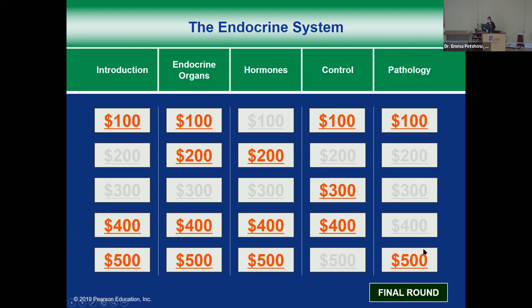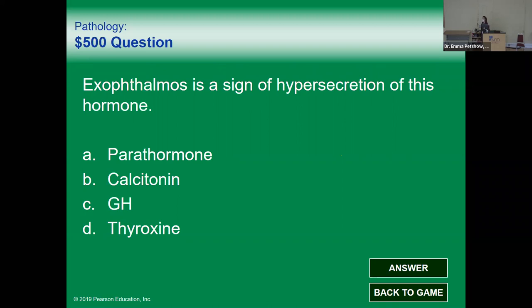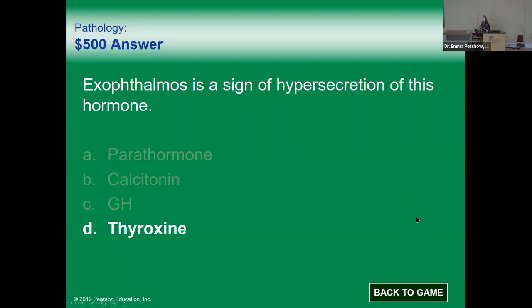Exophthalmos is a sign of hypersecretion of what hormone? We know it's hyperthyroid, but what hormone? Probably the only one that makes sense. Thyroxine. Good. What's thyroxine's abbreviation? T4. Great. They could have also done thyroxine, TSH, triiodothyronine, and thyrotropin. They could put all thyroid things there. That would be probably what would happen. Okay. What's next?